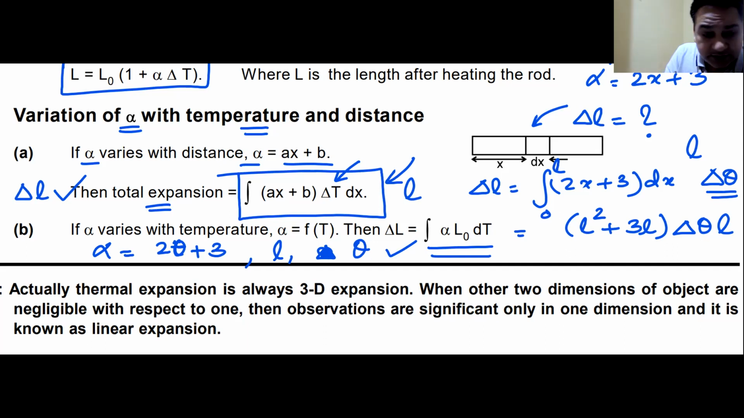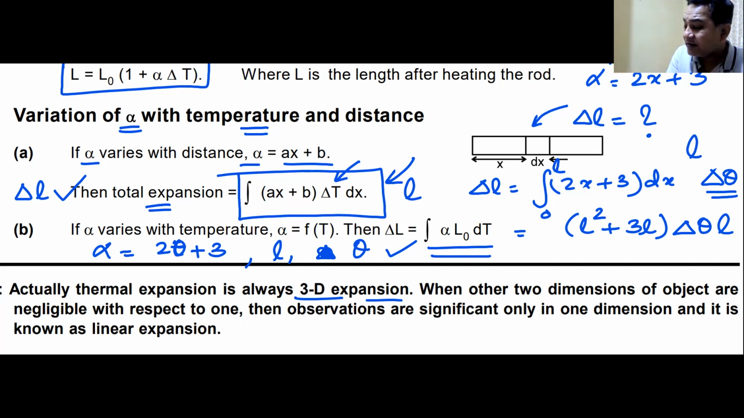And again, insisting on the same point that all expansion is a three-dimensional expansion. We are just taking it as 1D or 2D because the other dimensions are very small for a thin wire. Only one dimension is significant, the other two dimensions are small. For a thin sheet, only two dimensions are bigger and the other third dimension is very small.